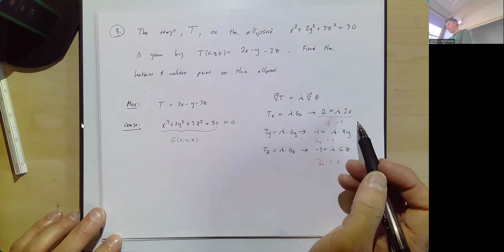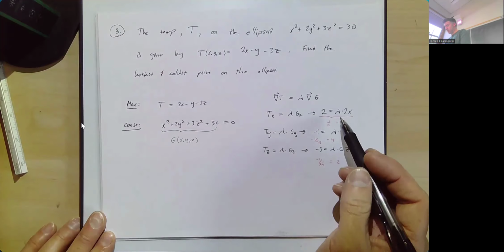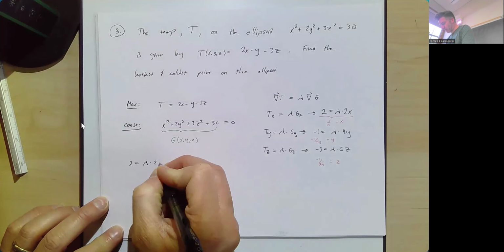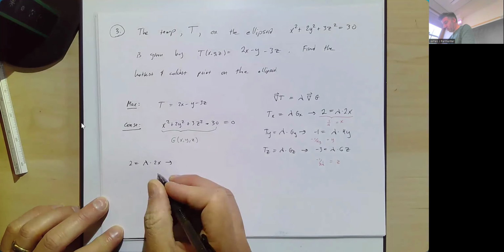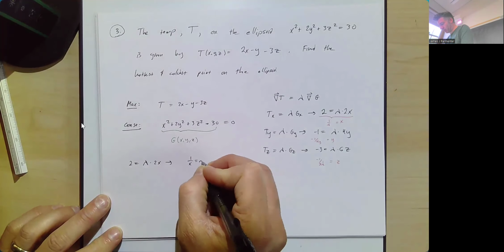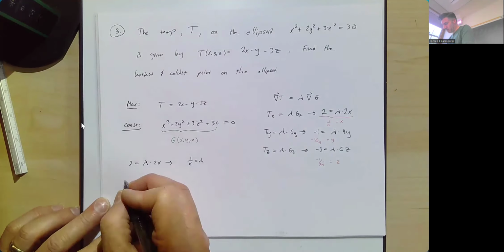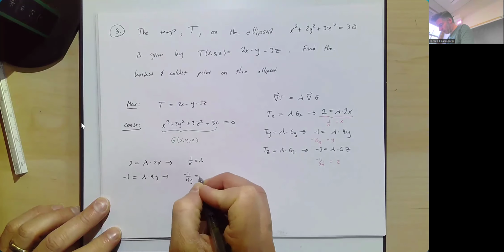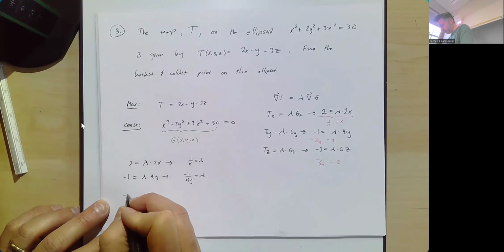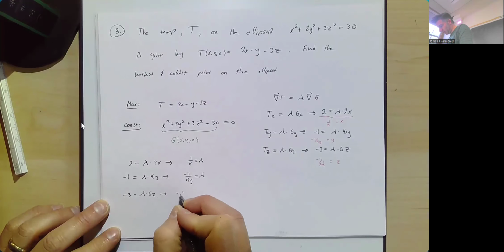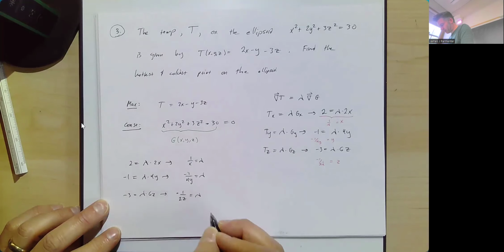What I would do is I would solve each of these for lambda. So I would say in the first equation, 2 equal to lambda times 2x is going to give me, well, isolating lambda, I'll get 2 divided by 2x or 1 over x equal to lambda. And then similarly, -1 equal to lambda times 4y is going to give me -1 over 4y equal to lambda. And finally, -3 equal to lambda times 6z is going to give me -1 over 2z equal to lambda.